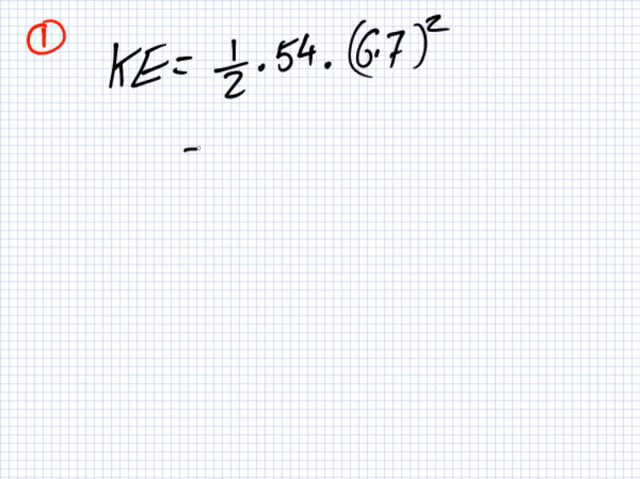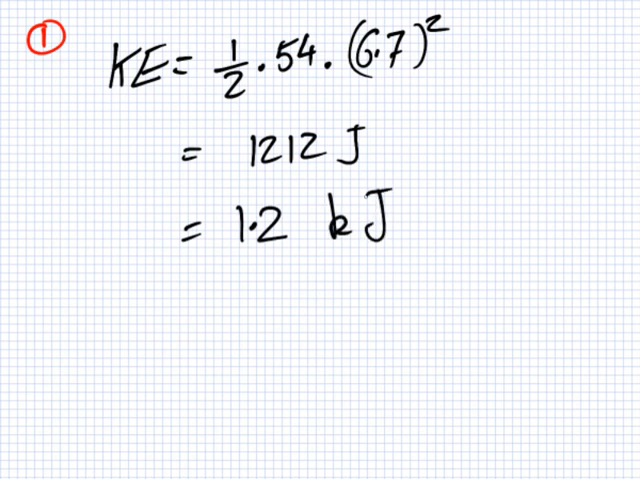All right, so let's see how much kinetic energy you have to get you to run. So that is 1212 joules, or 1.2 kilojoules. Everybody's answer will be a little bit different. So, for example, I can't run as fast as this, but I have more mass. Which do you think is more important for your kinetic energy, your mass or your velocity? Velocity, because it's squared. So it's more important how fast you can run rather than how big you are.